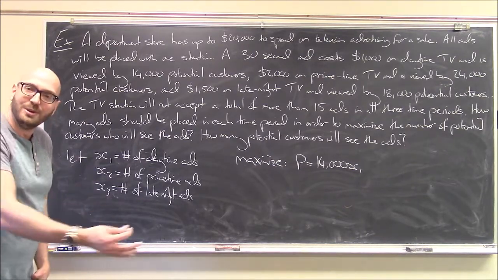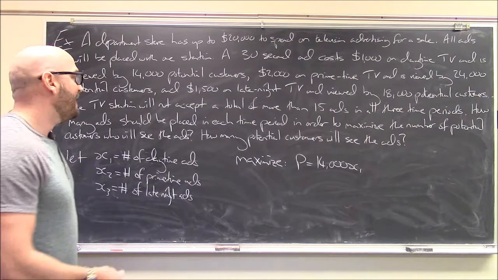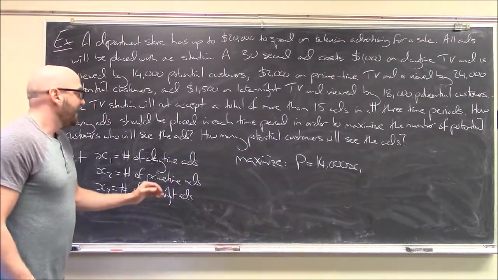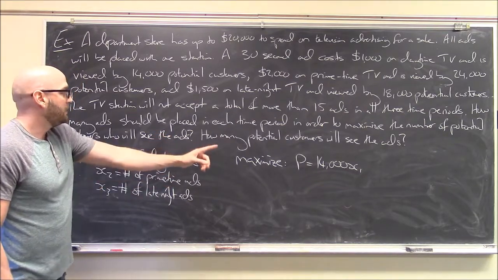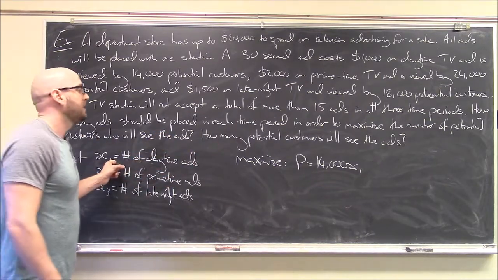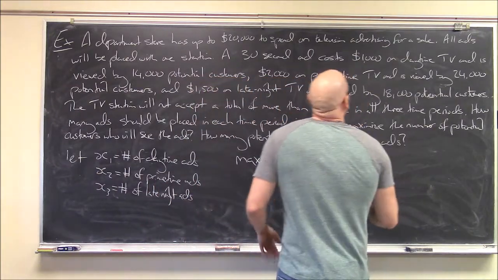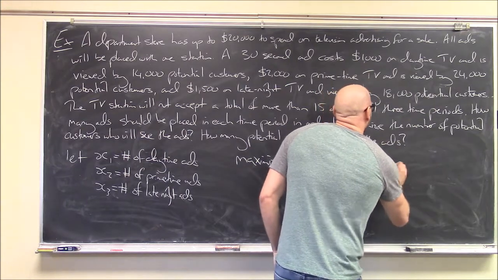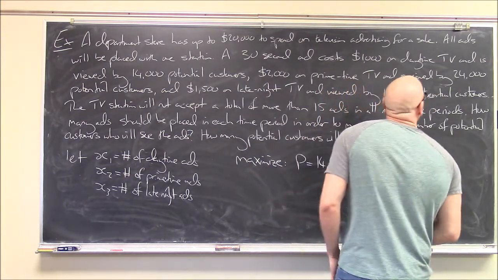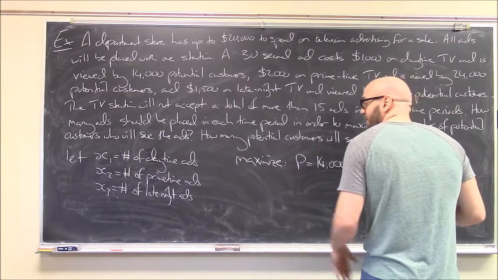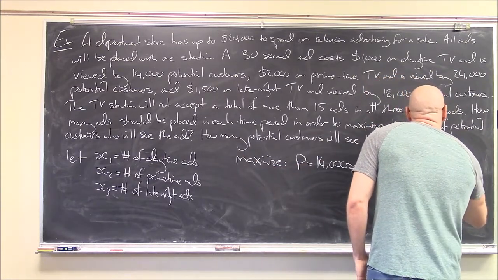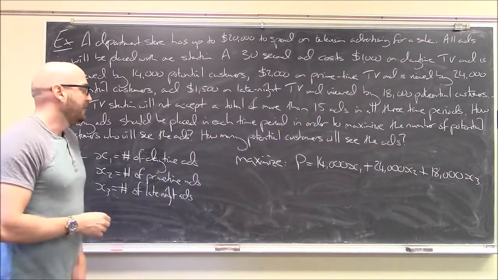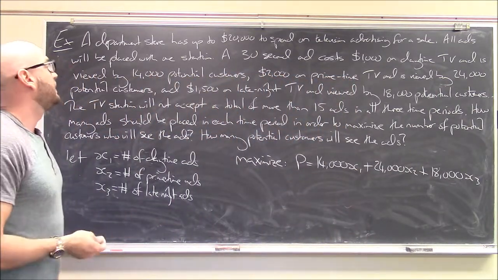We're also not doing things you would usually do, like demographic considerations and so on. We're just trying to reach the most number of eyes as possible. So the number of people that view the ads is going to be 14,000 times the number of daytime ads I play, plus for every primetime ad, 24,000 times x2, plus the number of late night ads, 18,000 times x3. That's what I want to maximize, but I have some constraints here.